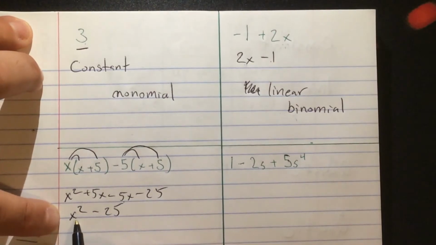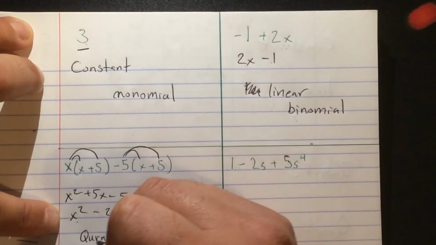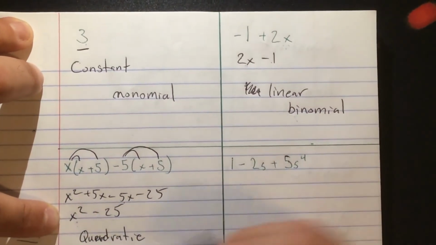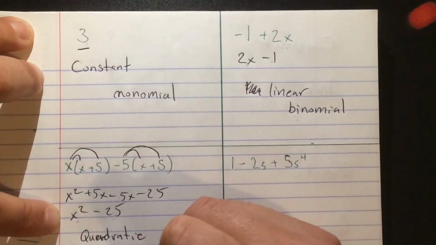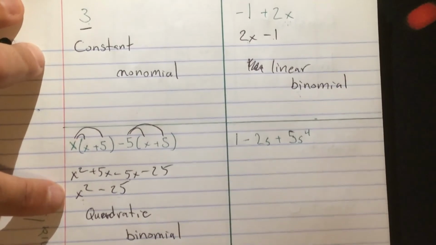All that really matters is the first term. And we can see this is a quadratic. And it's also 2 terms, so this is also going to be a binomial. Move up a little bit so you can see: quadratic binomial.